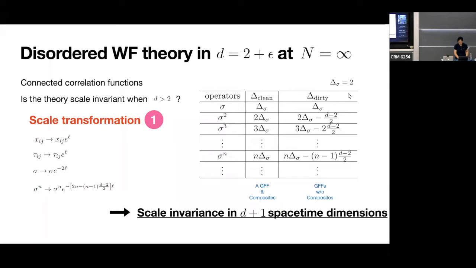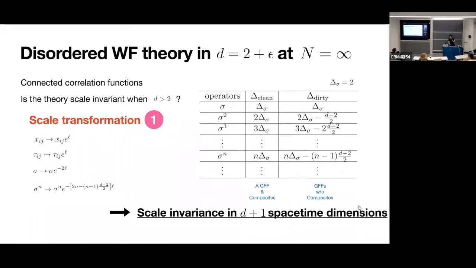In this way, we realize the scale invariant dirty theory, which has an infinite number of generalized free fields, but none of them has composites. Although it is a scale invariant theory in d plus one space-time dimensions, we somehow realize a scale invariant theory in the scaling limit. But you may ask, if we include all the information in the correlation functions, as we do the scale transformation, something dies away.